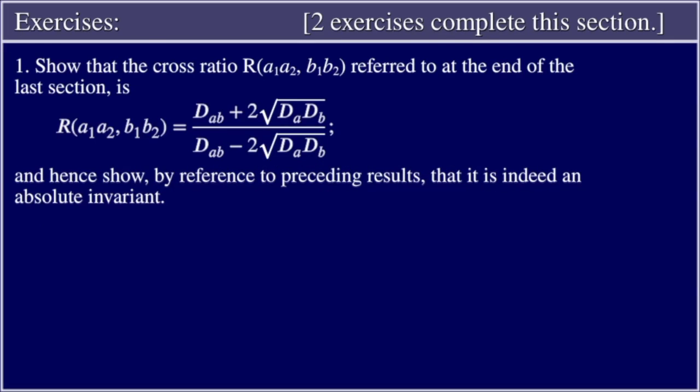Exercises. 1. Show that the cross ratio R of A1, A2, B1, B2 referred to at the end of the last section is R of A1, A2, B1, B2 is equal to the quantity d sub AB plus 2 times the square root of d sub A, d sub B, all divided by the quantity d sub AB minus 2 times the square root of d sub A, d sub B, and hence show, by reference to preceding results, that it is indeed an absolute invariant.